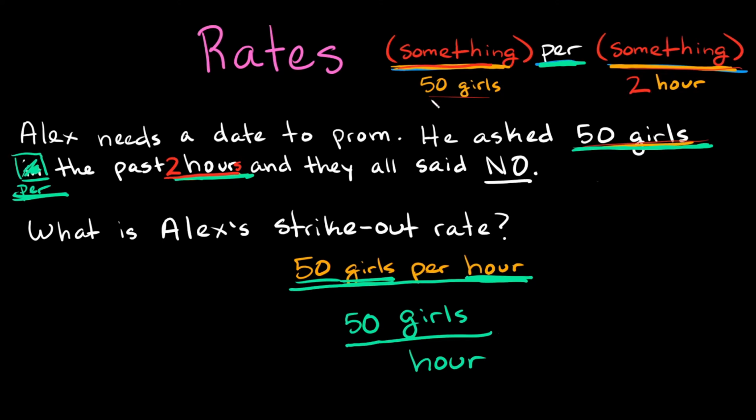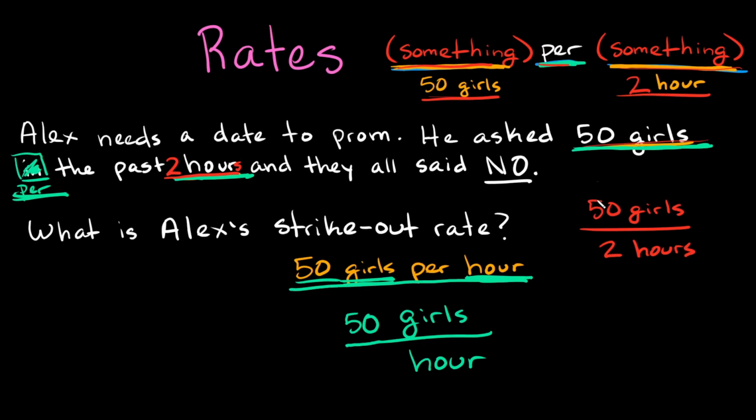So now my rate is 50 girls per 2 hours. So I'm going to write that down here as a fraction. So 50 girls per 2 hours. Okay, so this would be the new rate.